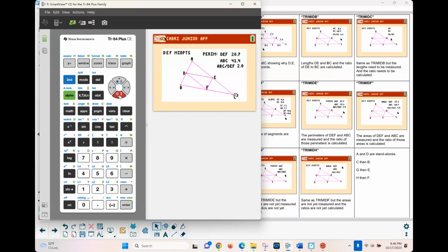And now I'll move and change the sizes of the triangles. But the ratio of the large triangle to the small one is 2. The last one, I'm going to skip. It does the areas, but it's very, very similar.